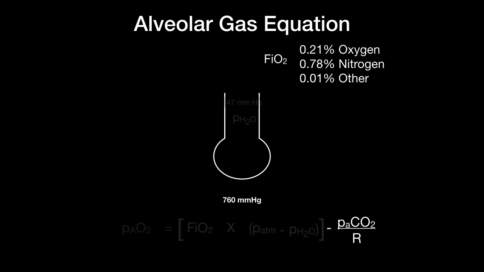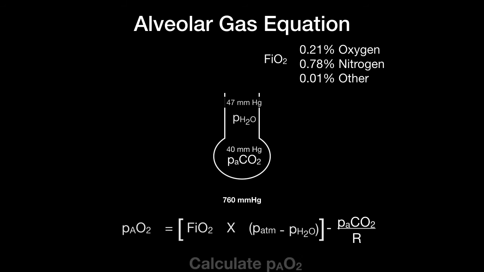Where does CO2 reside? Well, in the alveolar gas equation, we say that it resides actually at the level of the alveolus. And for a normal human, the CO2 is 40 millimeters of mercury. So let's pause here and calculate the PAO2 now that you've gotten everything that's part of the equation. Pause. Come back when you're done.